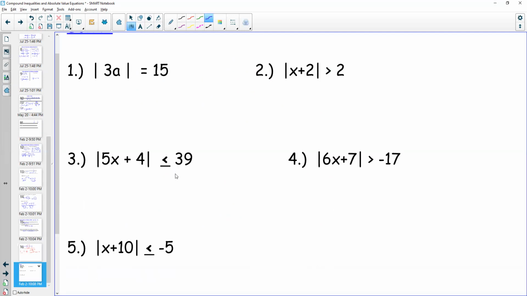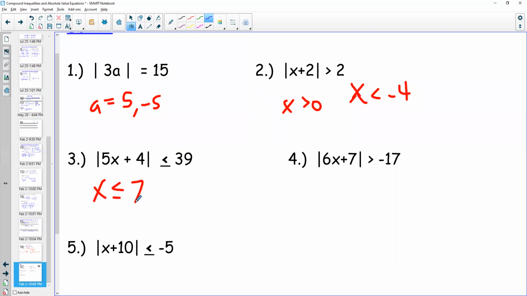All right, here are some for you to try. I am going to go through and write in the answers. We have seen enough examples that you guys can figure this out, so go through and try them on your own. If you get stuck, you can bring it to the chat, to the discussion. Let's see, for number 1, a should equal 5 or negative 5. For 2, x should be greater than 0, or x is going to be less than negative 4. For number 3, x is going to be less than or equal to 7, and it's going to be greater than or equal to negative 43 over 5. Yes, you can just leave that like that.